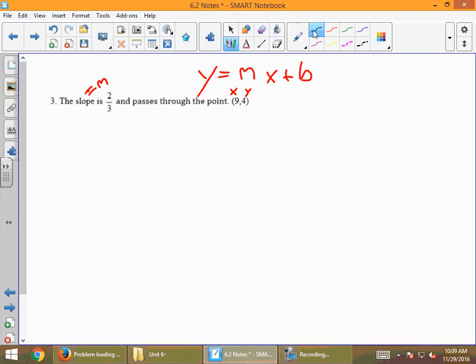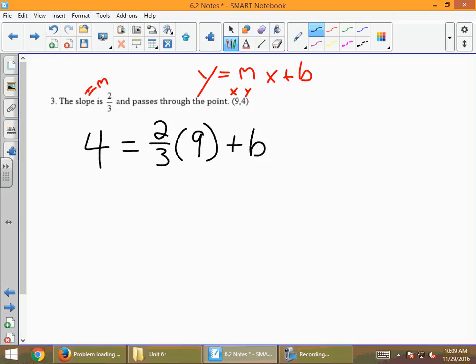Let's plug in a value for Y. What's going to be my Y value there? What's representing Y? What do you say, Cap? 4. So I'm going to say 4 is equal to, what was my slope? 2/3, because that was the first thing it was given to me. 2/3. My X value is, what's my X value? It's up there. No, you have all the pieces. We'll just plug it in.